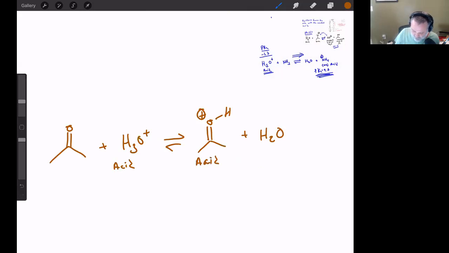We've got the pKa of water, or H3O plus, is negative 1.7, and the pKa of this protonated carbonyl group is even lower. The pKa of this is equal to negative 7.4. So which direction does this reaction favor? Does it favor the products, or does the reaction favor the reactants?